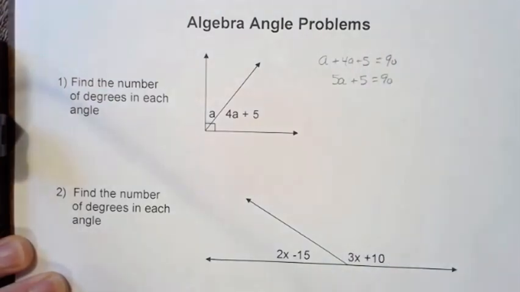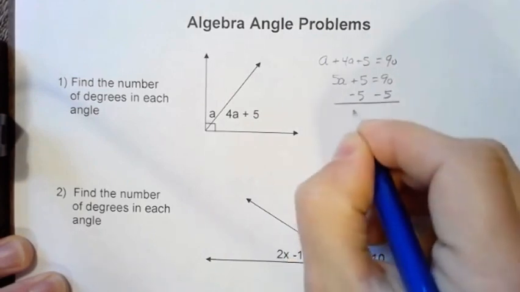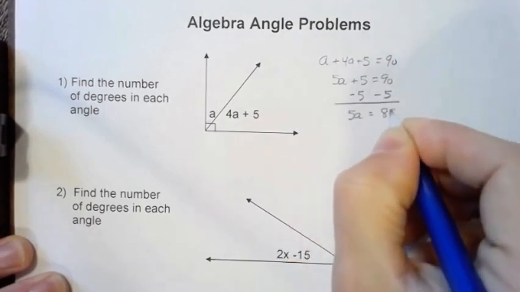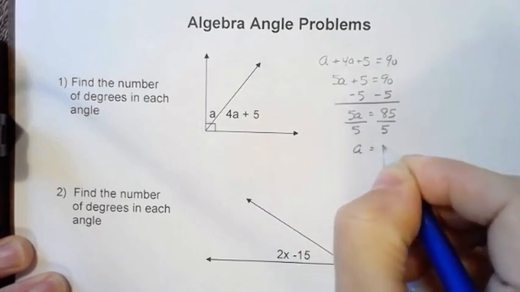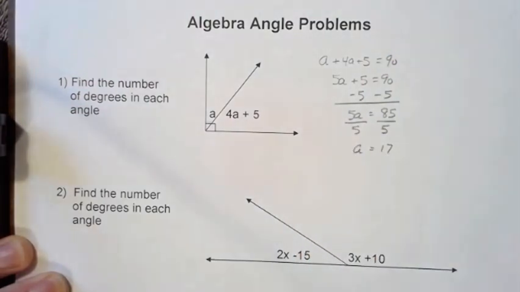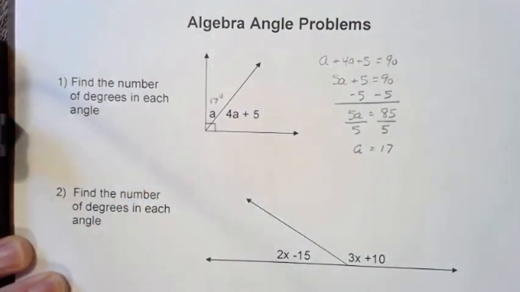And now this is just a two-step algebra problem. I'll start by subtracting 5 on each side. That means that 5A is going to be equal to 85. And then if I divide each side by 5, then I know the value of A is going to be 17. So this angle right here that was labeled as A is 17 degrees.